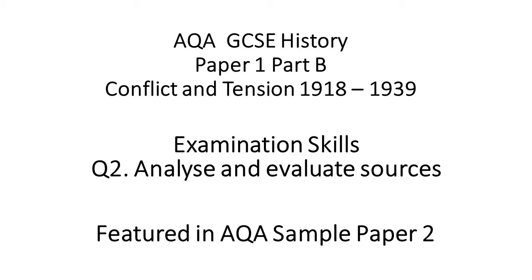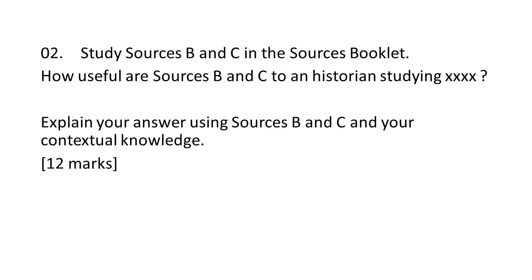So what does question 2 look like? Well, it will be a question that will tell you to study two sources. You'll have the sources booklet and you'll have your exam booklet, and it will direct you to the sources booklet and tell you to look at two sources, sources B and C. And it will then ask you how useful are these sources to a historian studying, and I've put here XXXX, but it could be whatever period, whatever event. And then you need to explain your answer using sources B and C and your contextual knowledge.